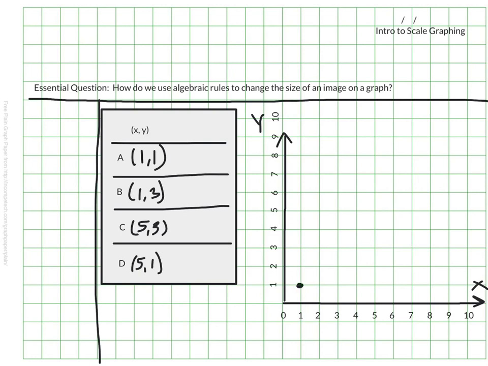Then we have 1, 3, 5, 3, and 5, 1. And if I make my lines as I go, I'll get a nice basic rectangle. Nothing too fancy there.